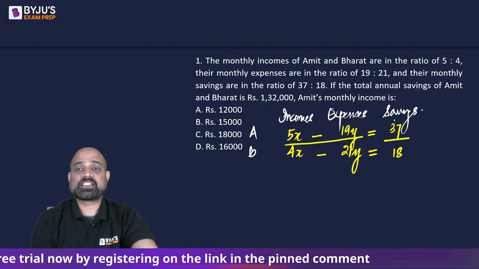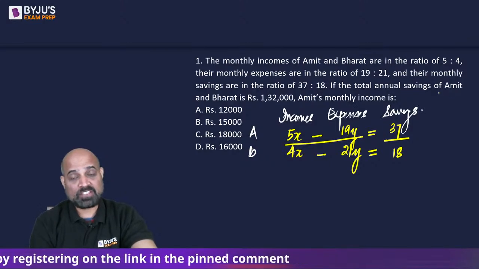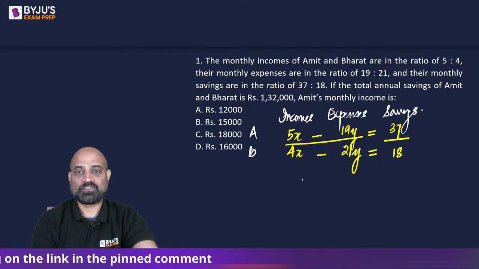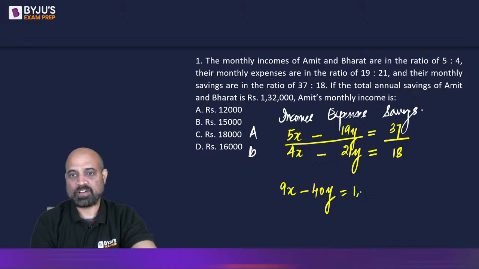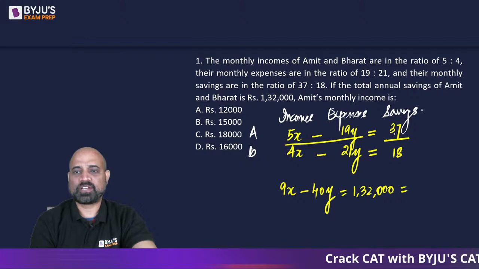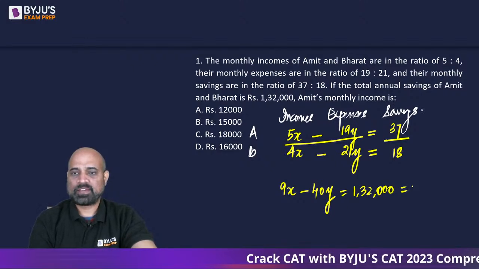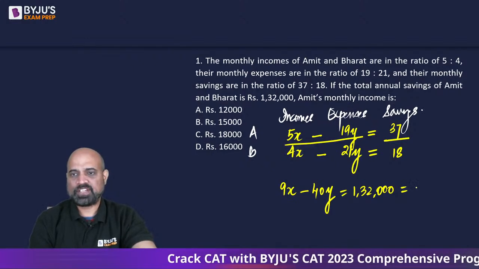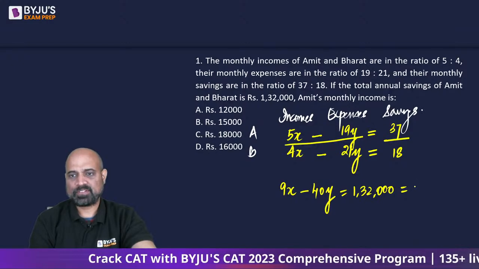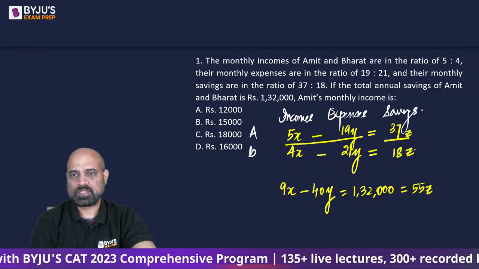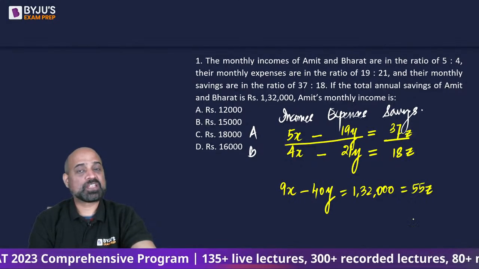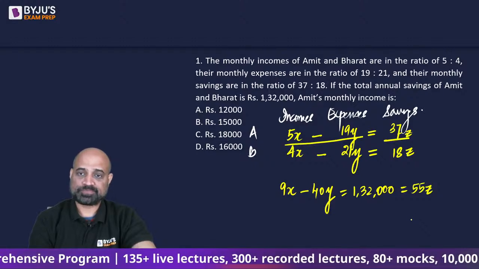The other part given to us is the total annual savings. If we add both of them, that will give us 9x minus 40y, and this is given as 1,32,000, which is actually nothing but 55z. So 55z is also equal to 1,32,000.